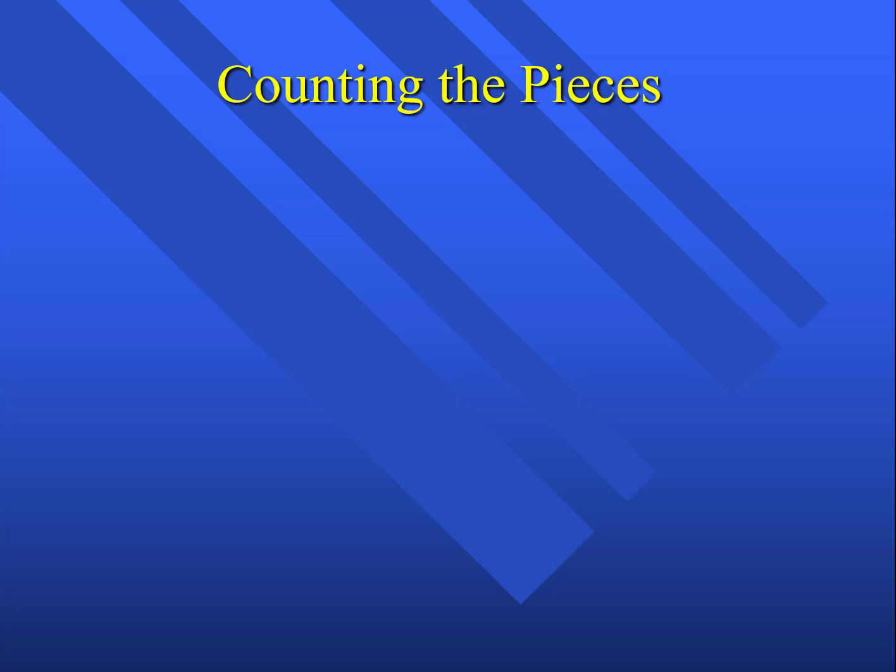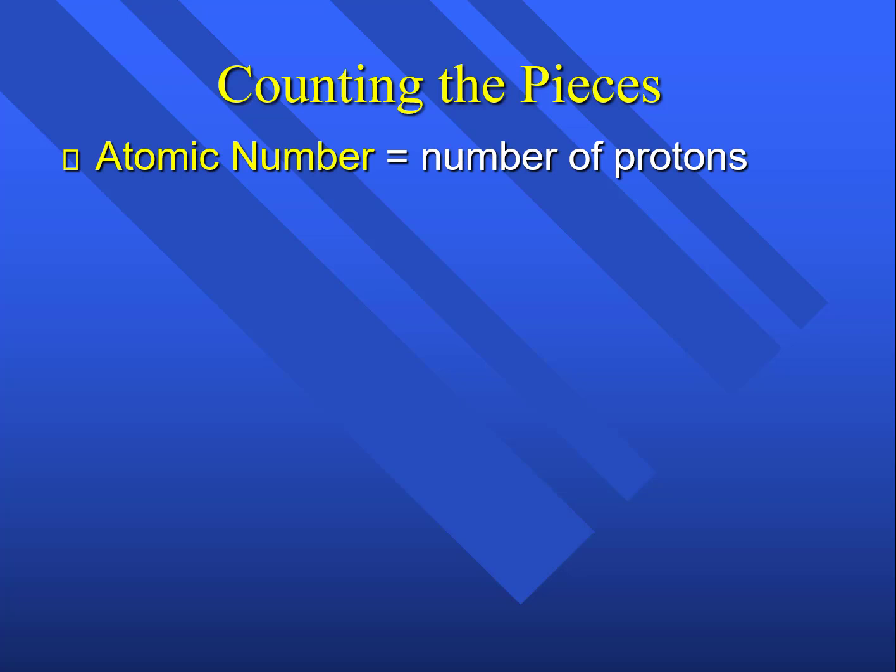Okay. So, when we're talking about counting the pieces, there's some numbers that play an integral role. Chemists keep track of a couple numbers about atoms. The first one is the atomic number. And the atomic number is the number of protons. That's what it is. How many protons there are. If an atom has 7 protons, its atomic number is 7.